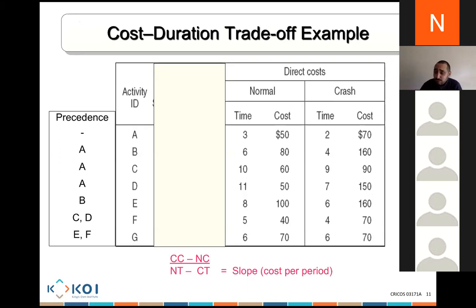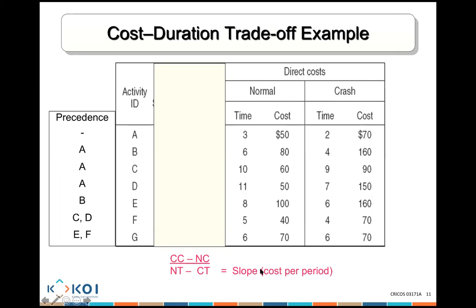So the crash is basically that we are going to use more resources and spend more money. Yes, you are assigning more resources to finish a task earlier, which means it is going to cost you more money. Okay, so basically that is the meaning of crash. So what is this formula, sir? Crash cost minus normal cost over... Thank you so much.